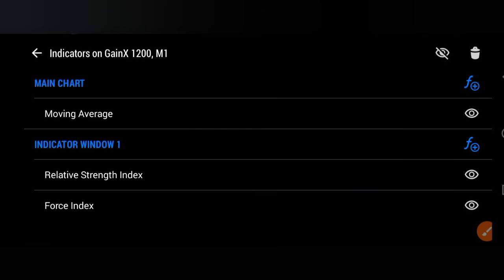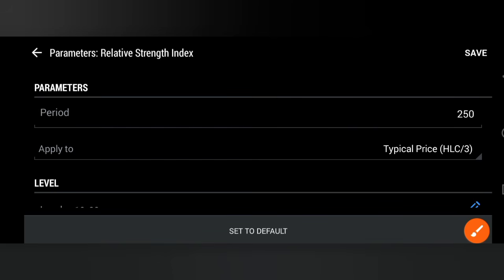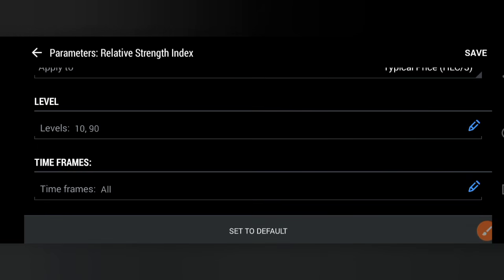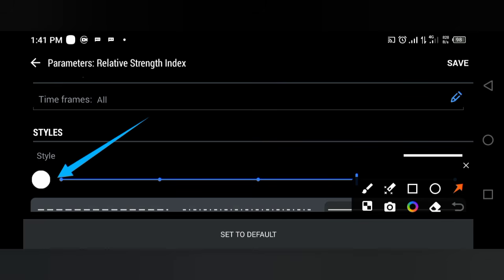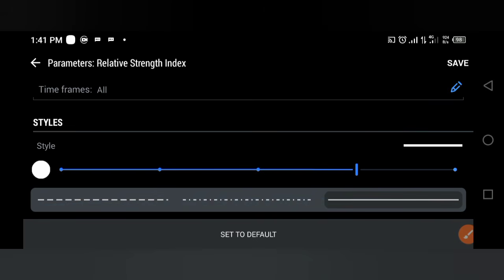And let's check out the indicators on the indicator window. You have to click here to add it. So the relative strength index is period 250. Apply to typical price. The levels are level 90 and level 10. Can you see that? The style should be your background color, okay? Should be the same as your background color. And then that's all. We click on save.